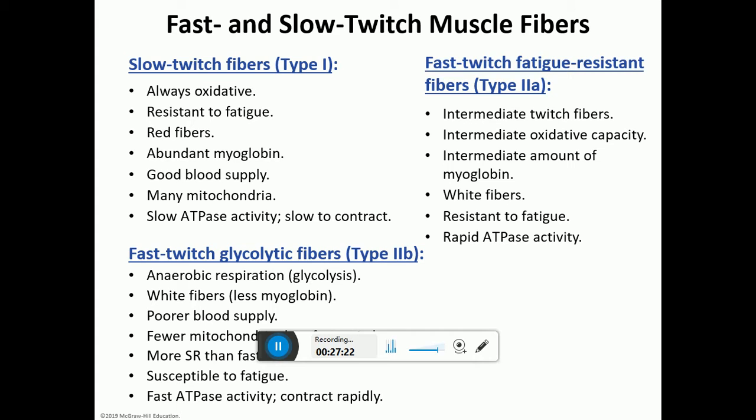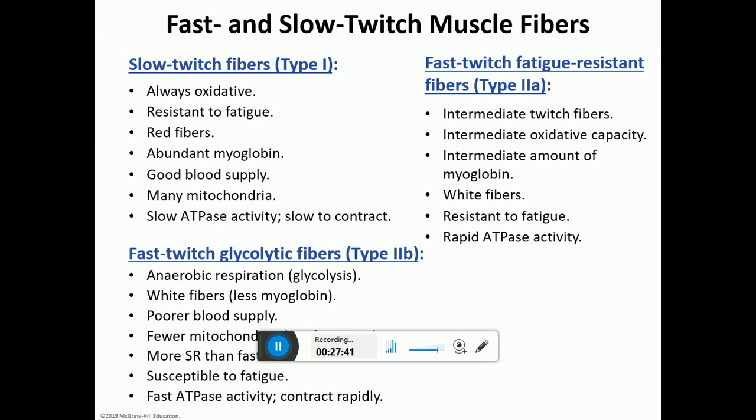Now we have different muscle fibers because we have different needs of muscles. Again, compare the back muscles to the function, say, of the fine muscles of the hand. So not all muscle fibers are the same. We've got what are known as slow twitch muscle fibers. Those are your type 1. Again, think back to your back muscles.